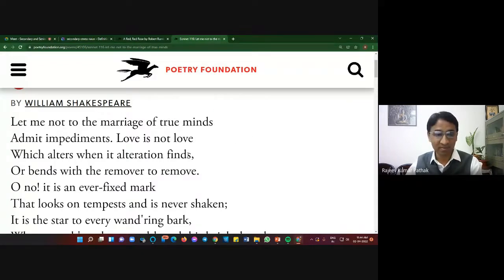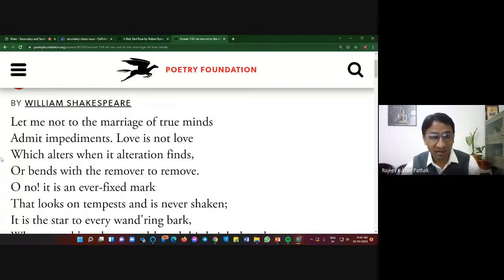Similarly, the second line is also similar: admit, admit. 'Ad' is unstressed, 'mit' is stressed. 'Im' is unstressed, 'pay' is stressed; 'pa' is generally a longer sound. Pa, ta, da have longer sounds. So 'pa' is stressed, 'd' unstressed, 'ment' stressed. 'Love' unstressed, 'is' stressed. 'Not' unstressed, 'love' stressed. Now this will be read as: Let me not to the marriage of true minds admit impediments, love is not love.